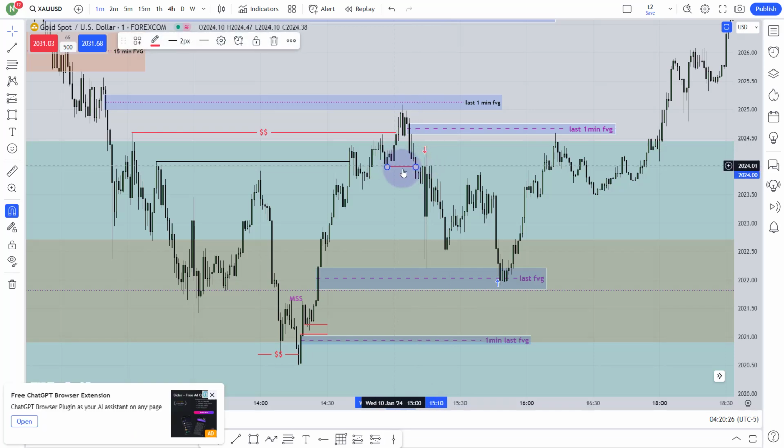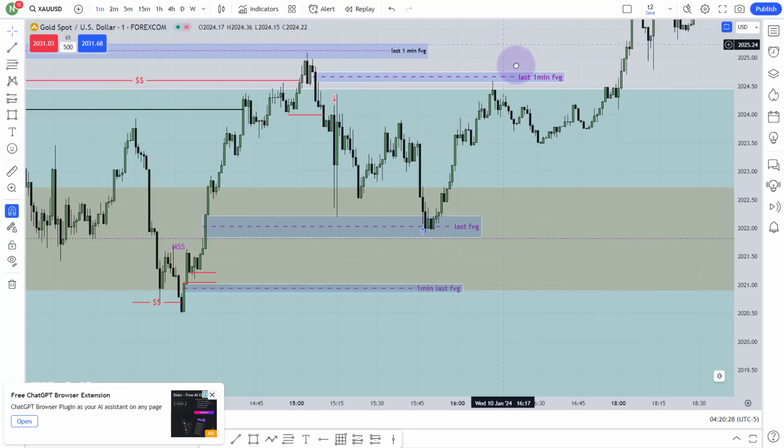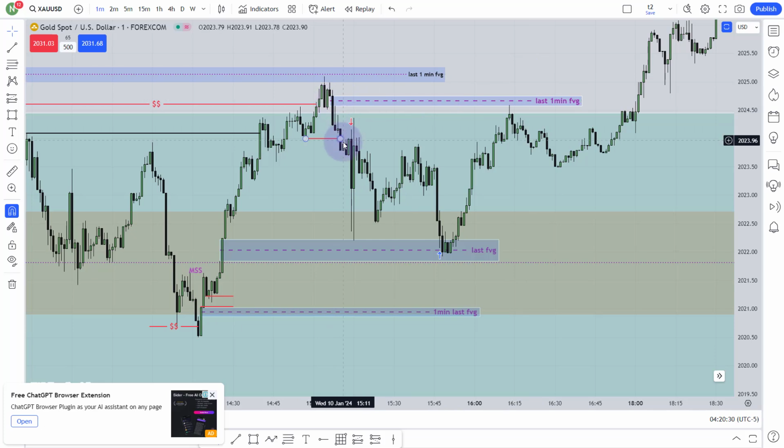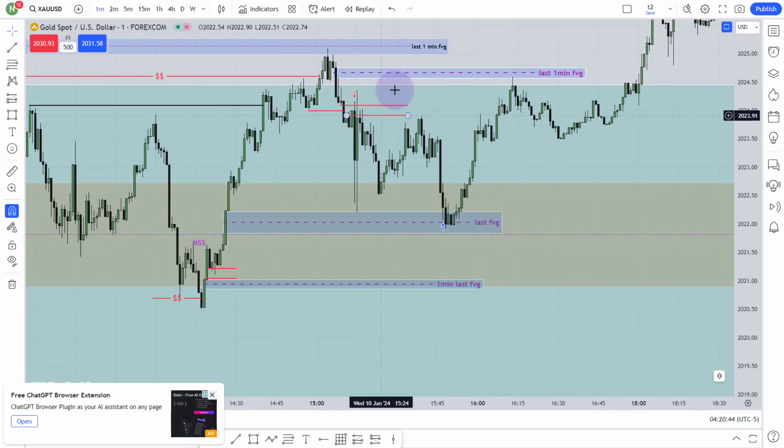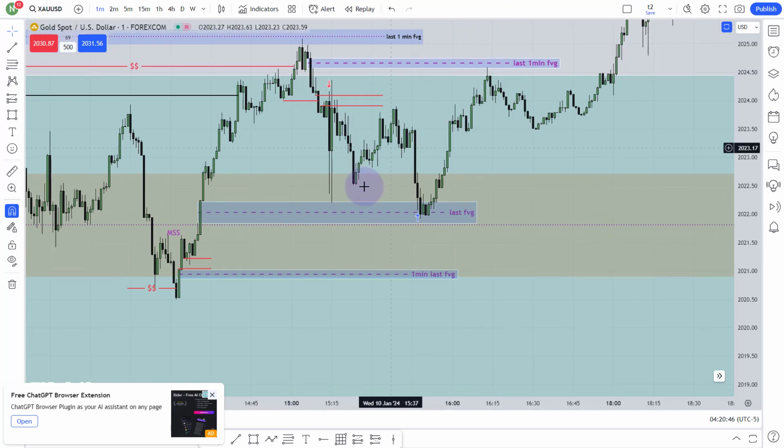Okay, so when I got the market structure shift, I got this fair value gap and this fair value gap. So there were two fair value gaps. I have taken my entry to this fair value gap, and my stop loss covered the upper fair value gap, because price can reach over there. Where is my target?